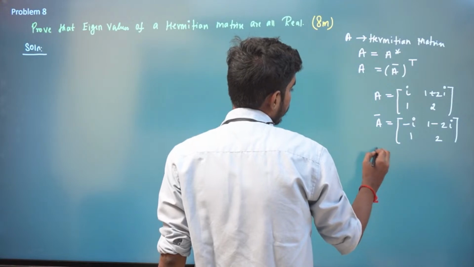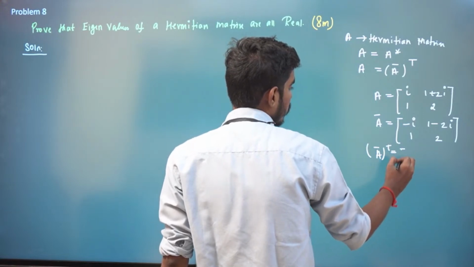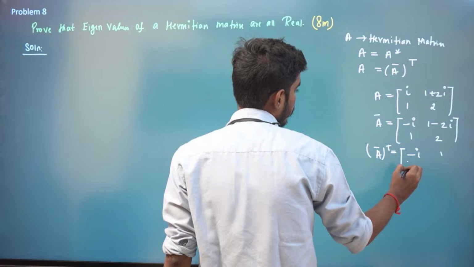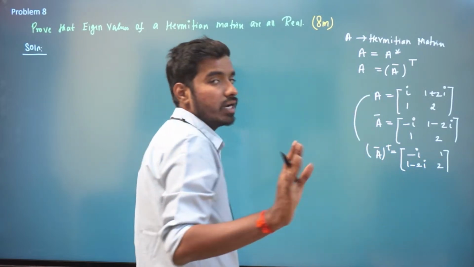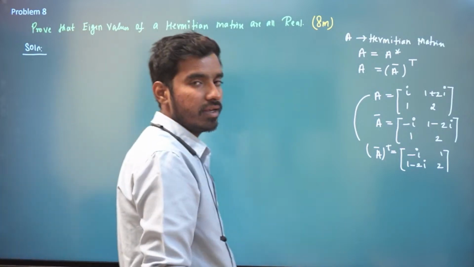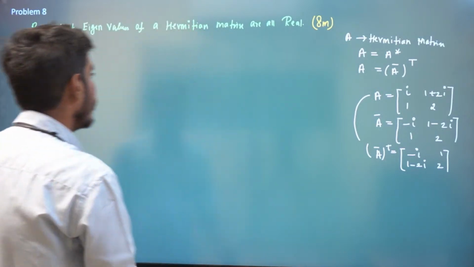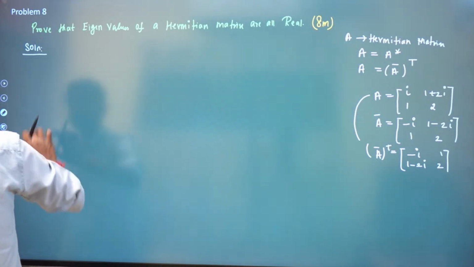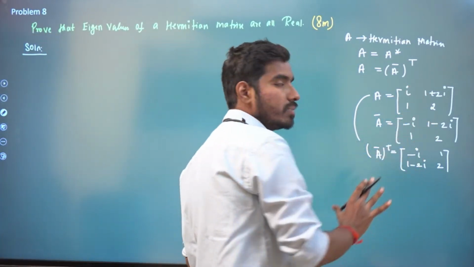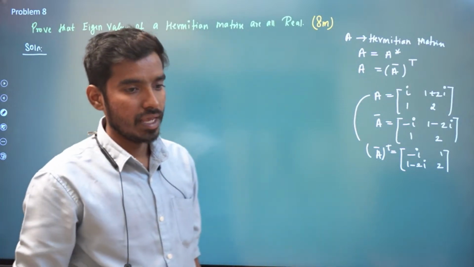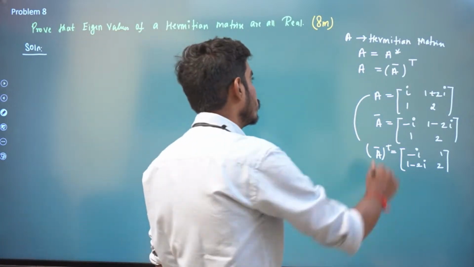Now what is A bar transpose? Minus i, 1, 1 minus 2i, 2. Now you can see this A and A bar transpose are not equal. That means this matrix is not a Hermitian matrix. Suppose A is equal to A bar transpose, then we say the matrix is Hermitian. But this is not Hermitian because A is not equal to A bar transpose, right? So this is not a Hermitian matrix.